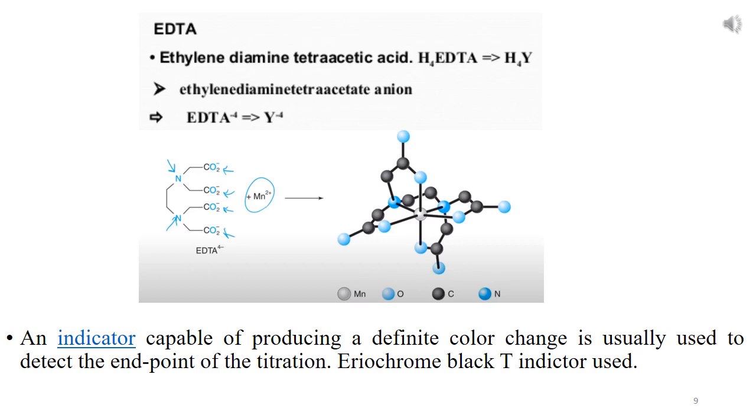EDTA can form a cage around metal ions, like a spider grasps a fly. Similarly, EDTA can form a cage with a metal ion that is electron deficient. Here the EDTA has electrons in excess, so it can give 6 electron pairs and form cage-like structures.